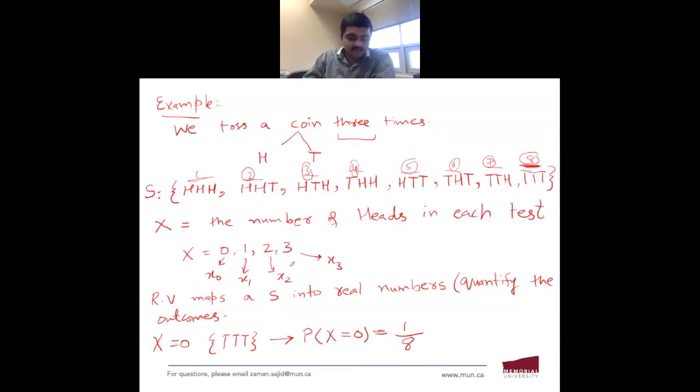Now let's do it for x equals 1. By that I mean there should be only one head. So I can't take this because it has more than one head. I can't take this, there is more than one head here, and more than one head here. Now this I can take because it's only one head for x equals 1. This I can take, and this I can take.